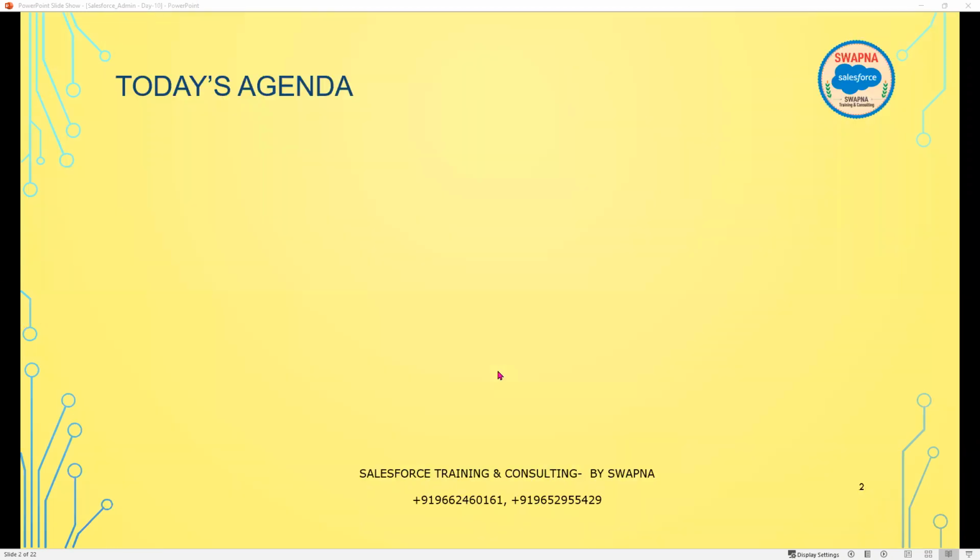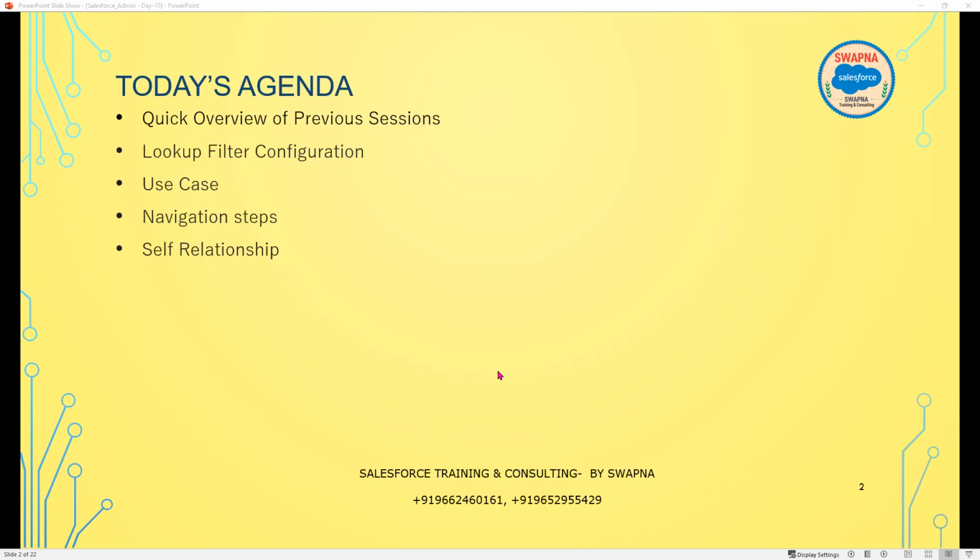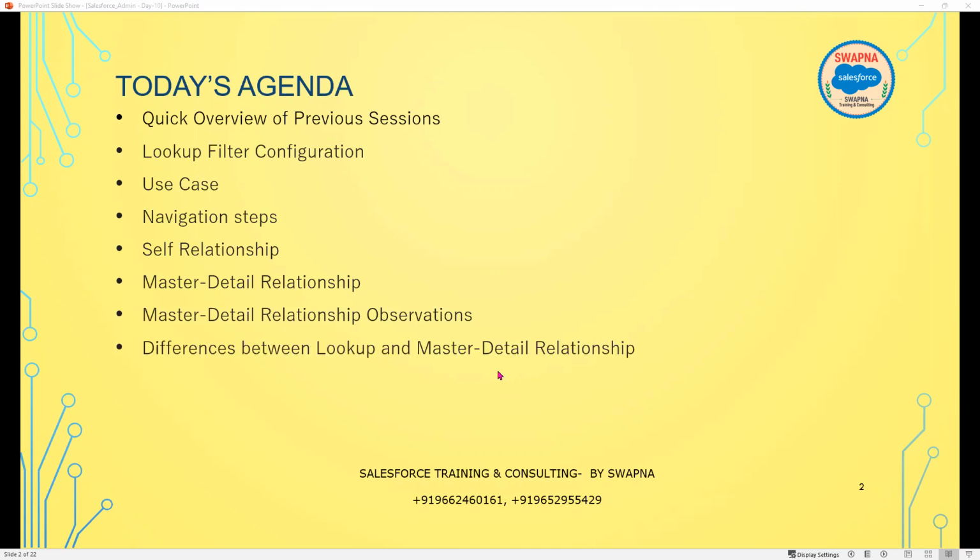Let's see what we are going to learn today. We'll quickly go through the previous session overview and then we will talk about the lookup filter configuration, and we'll see the use case and navigation steps. And also we'll see the self-relationship and master detail relationship. What are the observations of the master detail relationship? And then we'll see what are the differences between the lookup and master detail relationship. And if I wanted to convert the lookup to the master, how can we convert it? And then we'll have interview questions and try ahead.